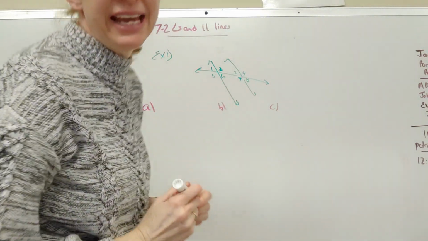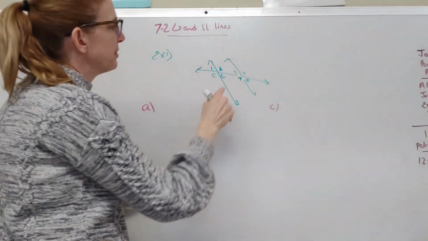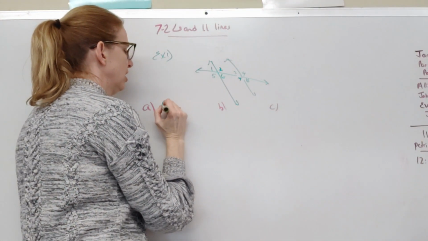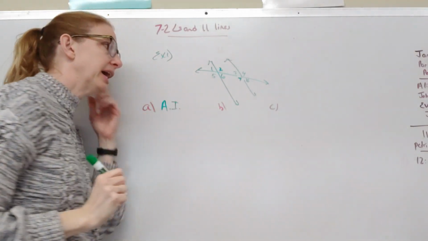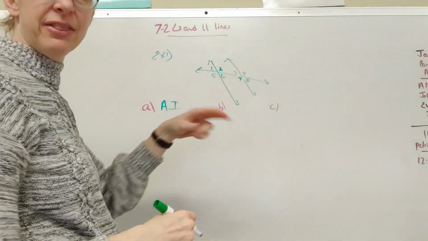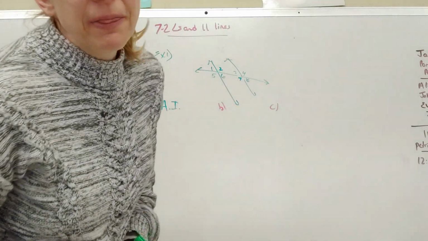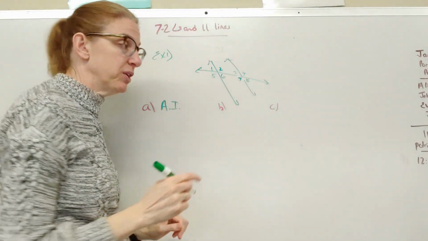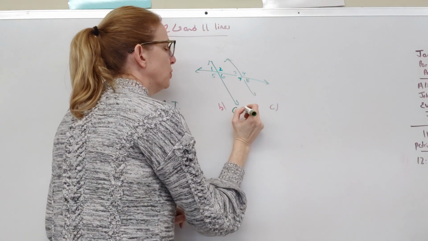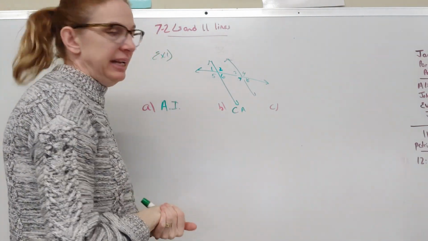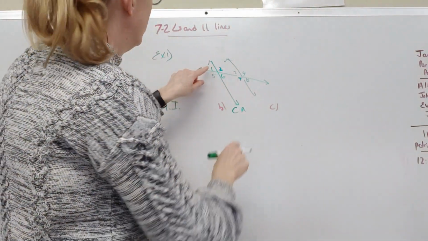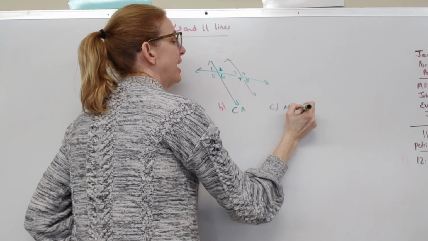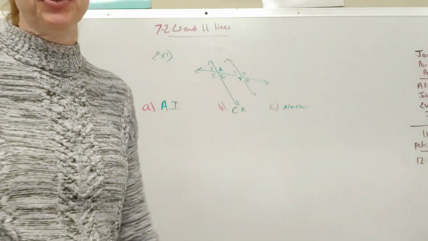So first one they say is 3 and 6. Well, we should know that. We just did it. 3 and 6 are alternate interior. They're inside the figure and they're in alternating spots. B is 5 and 7. They're in that matching spot. Which one meant matching? Corresponding angles. And C, 1 and 8. Neither, right? They're not corresponding or alternate interior.